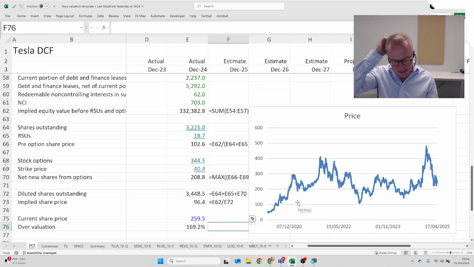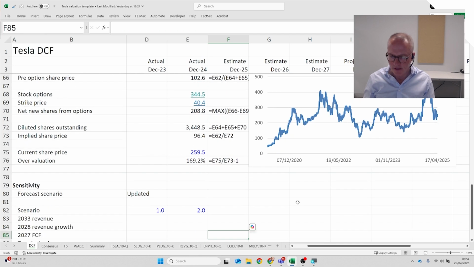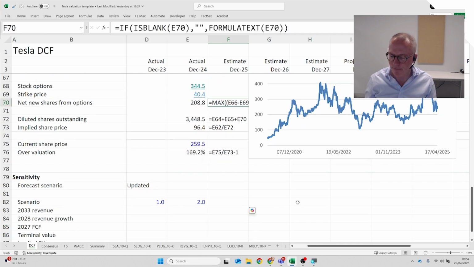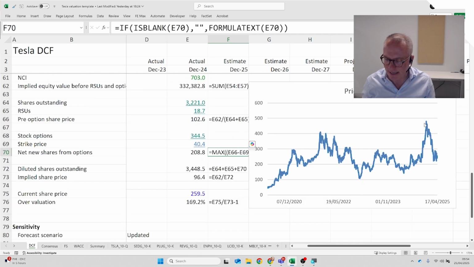And you've got to remember, this is based on this forecast. If you don't believe this forecast, you won't necessarily think that's overvalued. And you can see that the share price has come off from its highs really dramatically, from about just under 500 down to around 250 here. And it has been as low as 100, not that long ago.